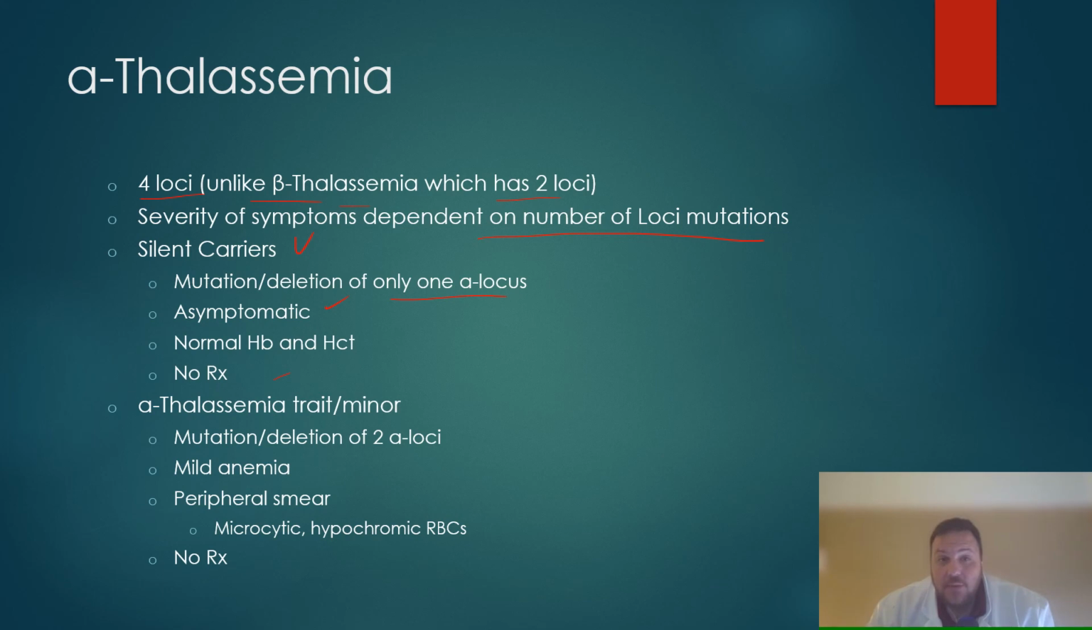Alpha thalassemia trait or minor is when there's a deletion of 2 alpha loci. You're going to get a mild anemia. The patients are going to have microcytic hyperchromic RBCs, but remember their serum iron levels will be typically normal. No treatment is actually necessary for these patients as well because it's very, very mild.